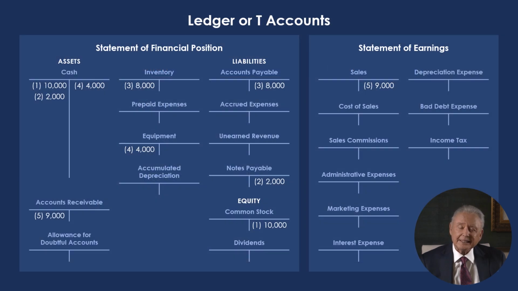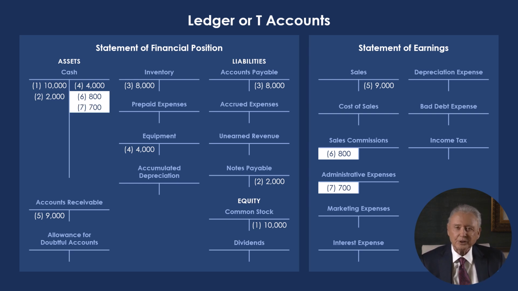Here we see the T accounts and the impact of journal entries 6 through 10. Number 6, paid sales commissions. A debit of $800 to the commissions account and a credit of $800 to cash. Number 7, paid admin expense $700. Credit to cash $700. Number 8, collected on an account receivable. Debit cash $4,000. Credit accounts receivable $4,000.